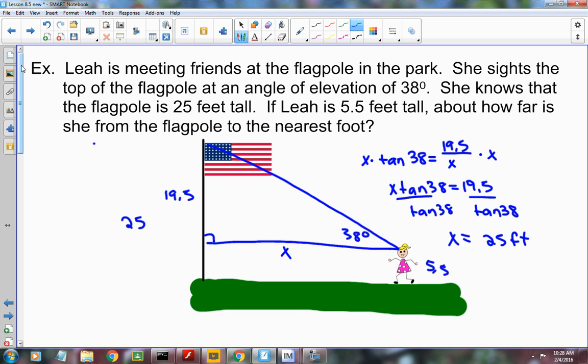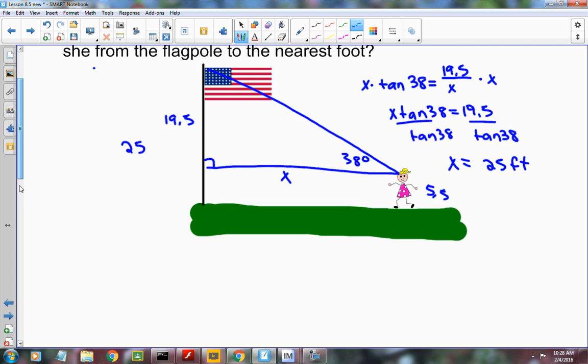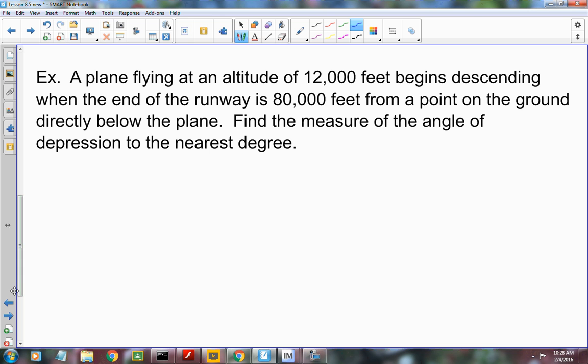Alright, so that was pretty easy. The hardest part about that is you just had to take the 5.5 off the height. Okay? Alright, now let's look at the next one. You will probably see another one like this one, so pay close attention because you're probably going to see this again.